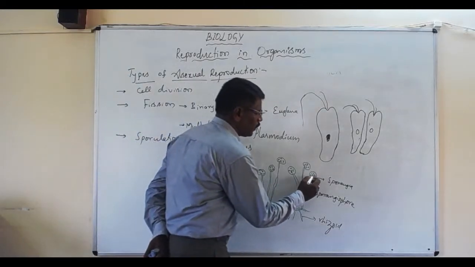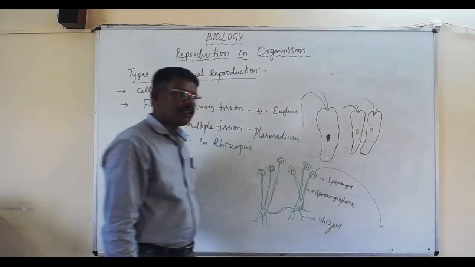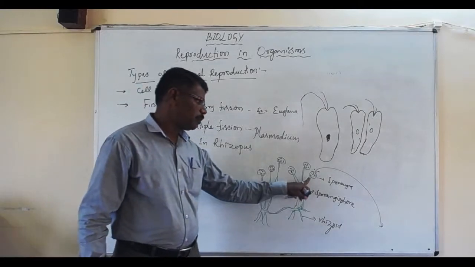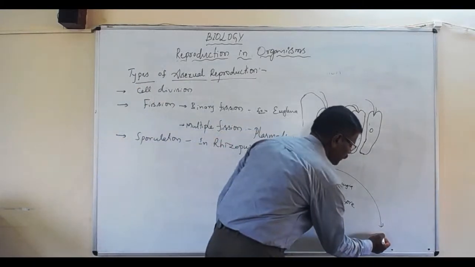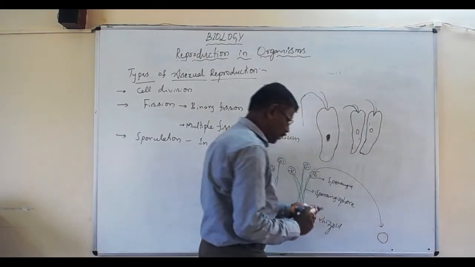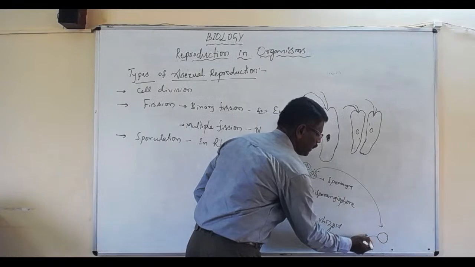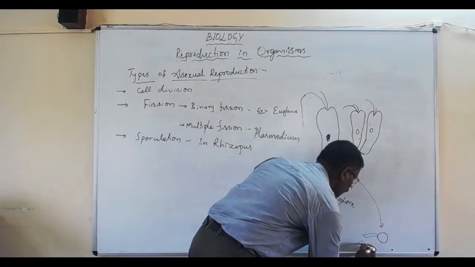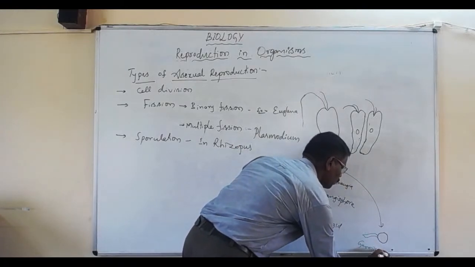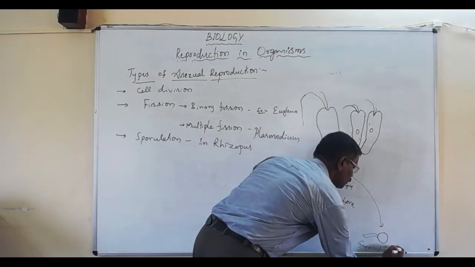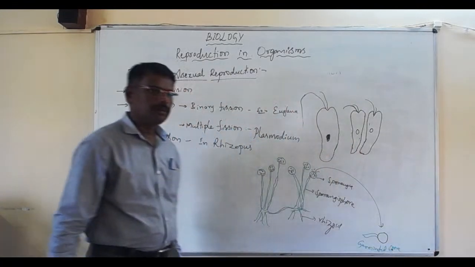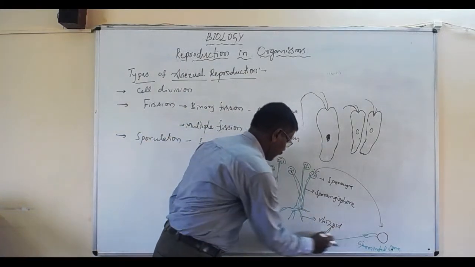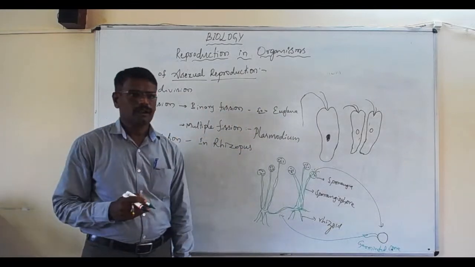So these spores fall on earth at the time of breakdown. A number of spores present inside the sporangia fall on a favorable condition. In that favorable condition, these spores generate a new individual. So the spore germinates, and these germinated spores once again grow.